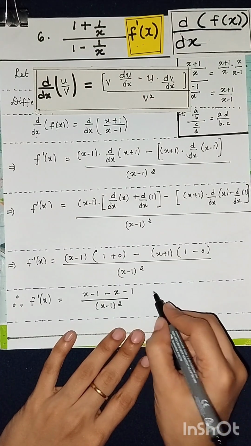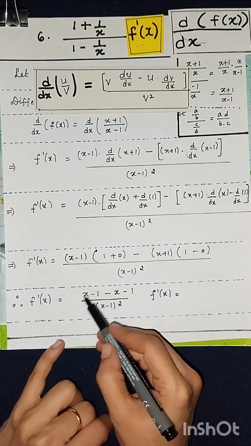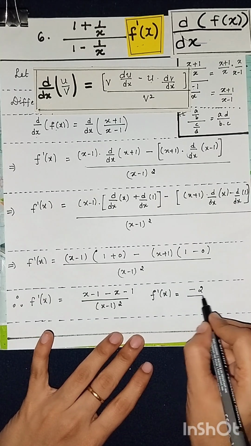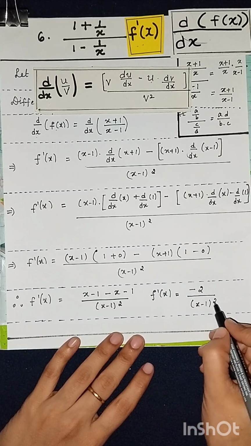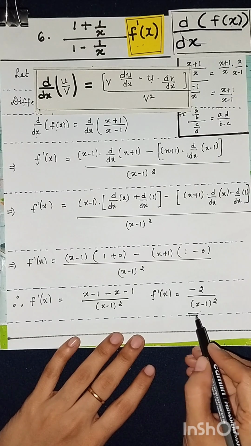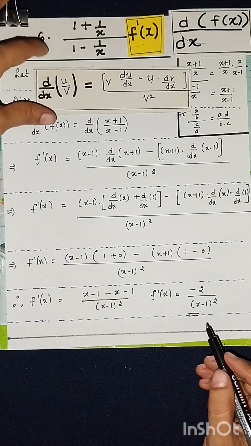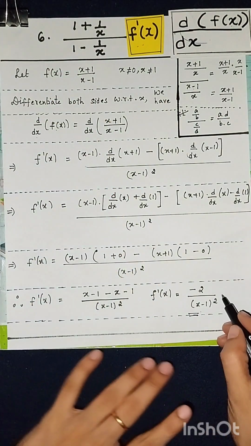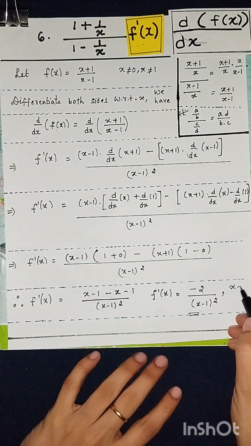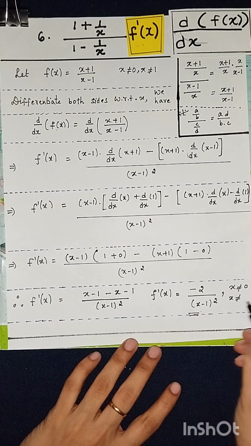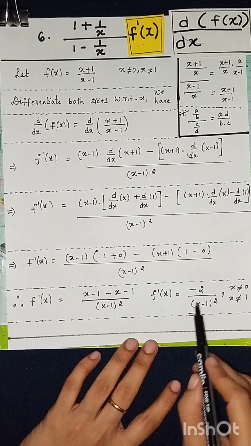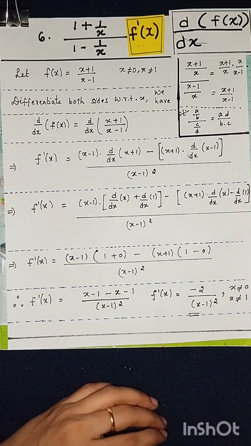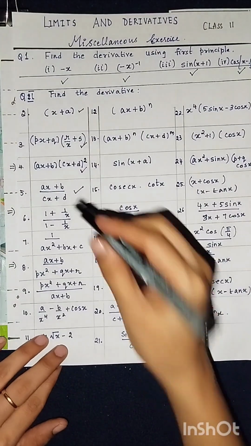Okay, there is one more step. So f dash of x is equal to plus x minus x will get cancelled. So minus 1 minus 1 will be minus 2 divided by x minus 1 the whole square. So this is the derivative of this function, which we transformed into x plus 1 by x minus 1. But one condition we have to remember, that x must not be equal to 0 and x must not be equal to 1, so that we can avoid the denominator becoming 0. So we completed the sixth one.